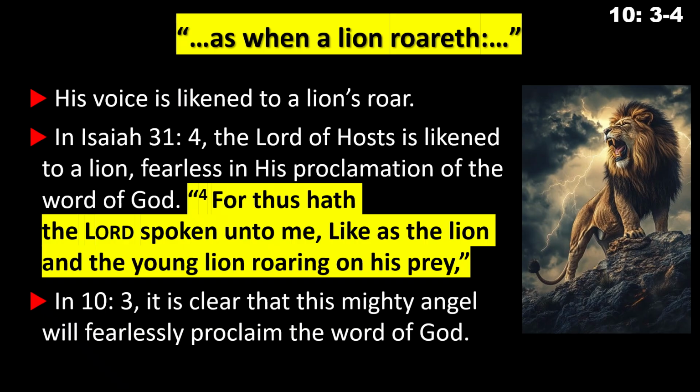In Isaiah chapter 31, verse 4, the Lord of hosts is likened to a lion, fearless in his proclamation of the word of God. "For thus hath the Lord spoken unto me, like as the lion and the young lion roaring on his prey." In verse 3, it is clear that this mighty angel will fearlessly proclaim the word of God.